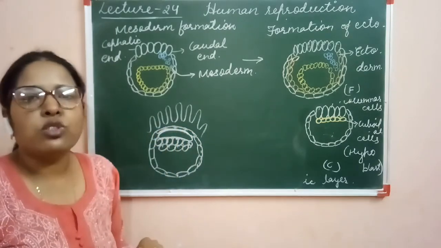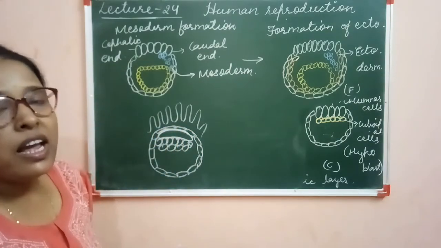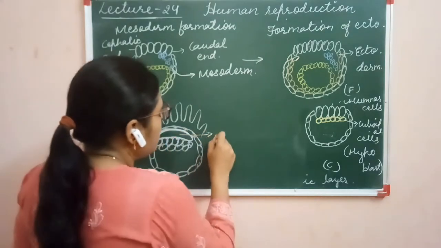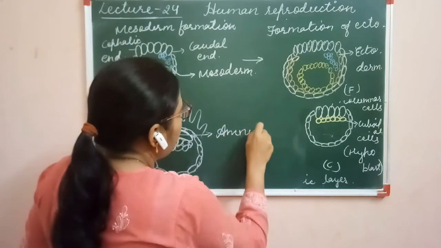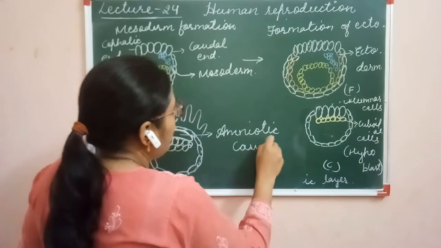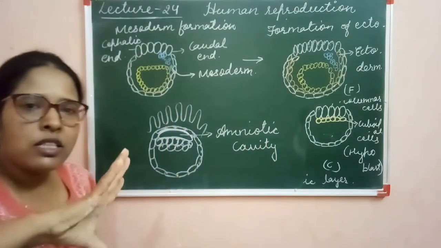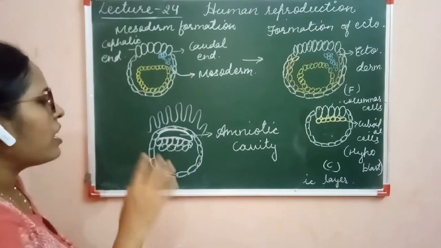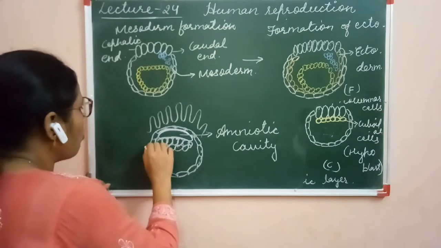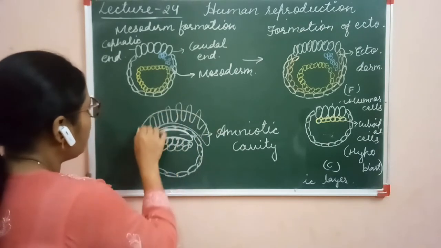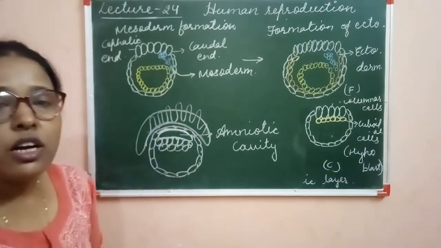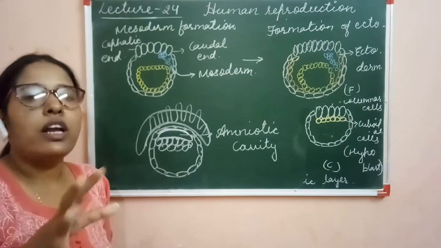This cavity is called the amniotic cavity, and it is filled with a fluid called amniotic fluid. As the process of gastrulation goes on, the cavity becomes larger and larger, and at the end it surrounds almost half of the embryo. Now this cavity becomes larger. Clear? So this is called the amniotic cavity.